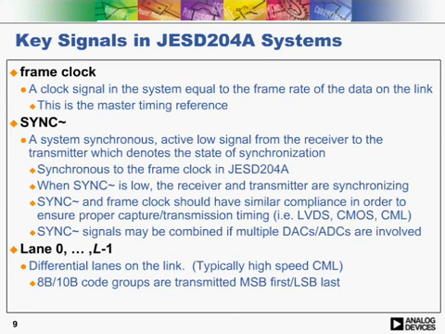The sync bar and frame clock should have similar compliance to ensure proper capture and transmission timing. For example, LVDS, CMOS, or CML could be used so long as both sync bar and frame clock utilize the same signal type. Again, the lanes are defined from lane 0 to lane L-1, and these are the differential lanes that exist on the link. These operate with the typically high-speed CML drivers, and again, it's important to remember that the data comes across these lanes MSB first, LSB last.